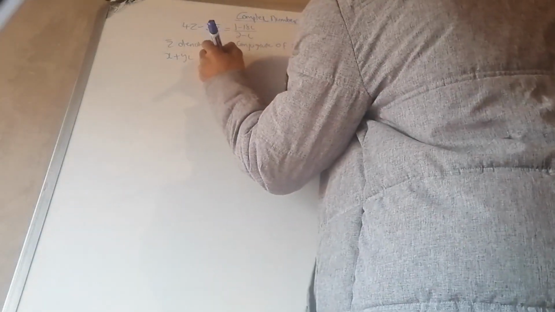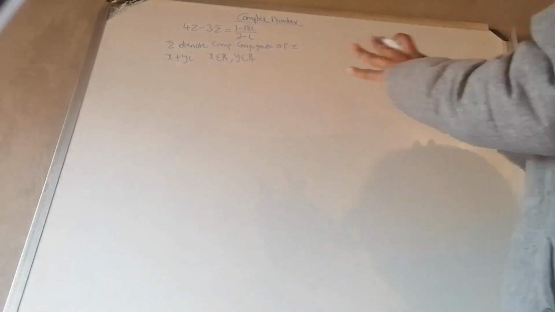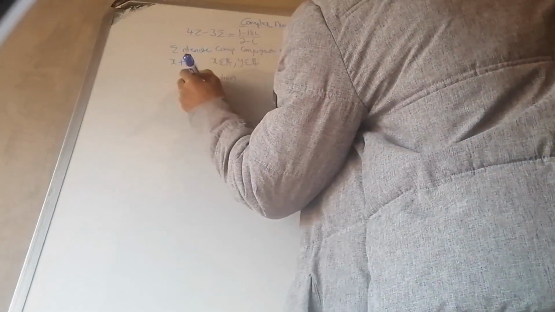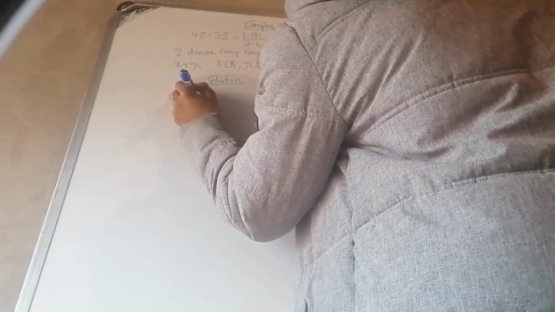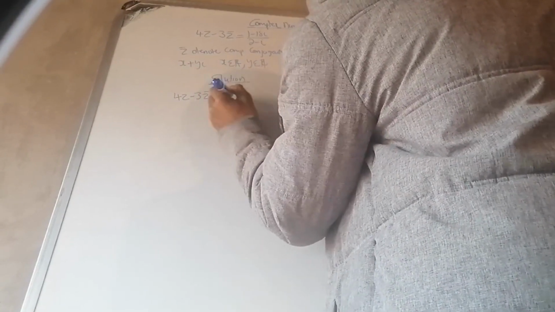We should give our answer in the form x plus yi, where x and y are real numbers. So x is an element of the real numbers and y is also an element of the real numbers. This is exactly what we would like to solve. Let me try to find the solution to this problem. Now I'm going to copy down 4z minus 3z bar, that is (1 minus 18i) over (2 minus i). This is exactly what I have.